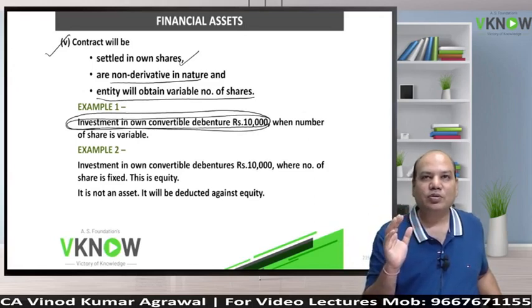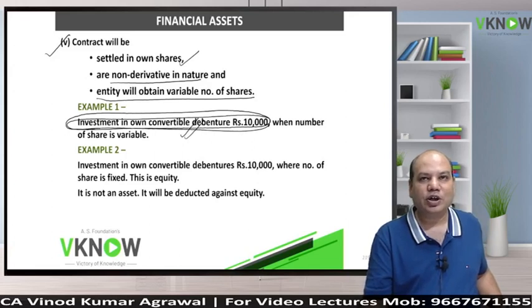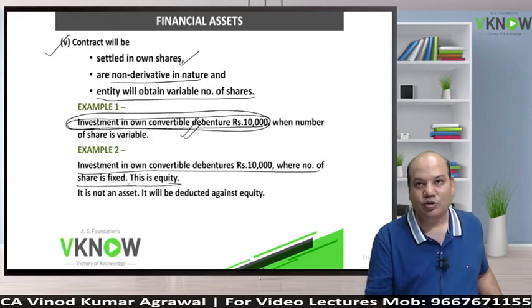So therefore these are investments in own debenture, convertible into a variable number of own shares. So therefore this meets the definition of a financial asset. Okay, this will be treated as a financial asset because it will be converted into a variable number of own shares. At the same time, if I change the question and I say I am holding my own convertible instrument, but it will be converted into a fixed number of shares, then it becomes an equity instrument. And once it becomes an equity instrument, it is not an asset.